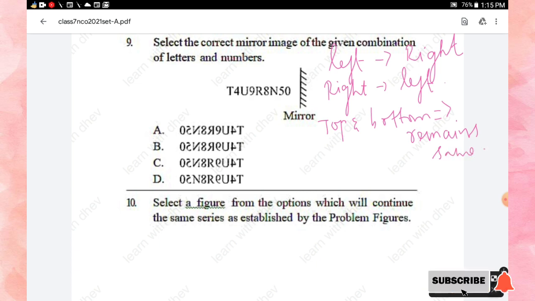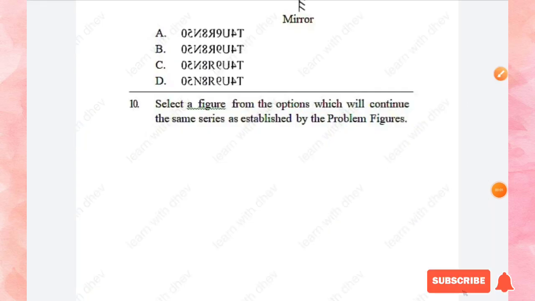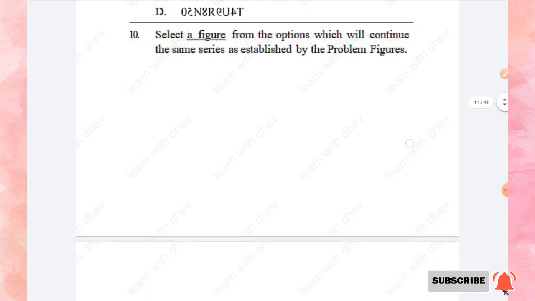So for this question, try to find the answer yourself. So finally, the answer for this question is option B. So the next question is question number 10. Select a figure from the options which will continue the same series as established by the problem figures.